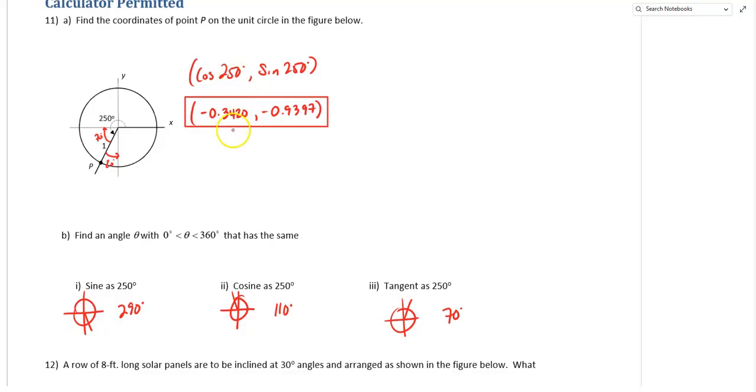So for cosine of 250, we get a result of negative 0.34, and for sine, we get negative 0.93. And that to me makes sense. Even though this sketch probably isn't perfect, that does kind of look like the x value is 3/10 of a unit to the left, while it's 9/10 of a unit below the origin.